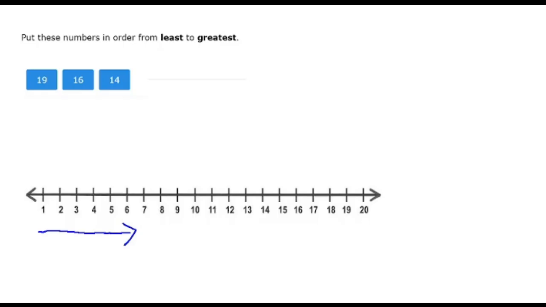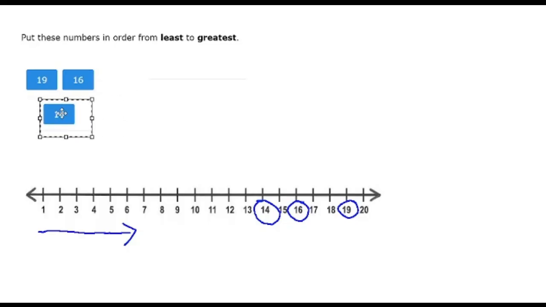So for these three numbers, 14, 16, and 19, let's circle them. Here's 14, here's 16, and here's 19. So we know that 14 comes first in this sequence of numbers because it's first on the number line. So let's go and move the 14 and put them in order. Let's shuffle these so we have them in order.